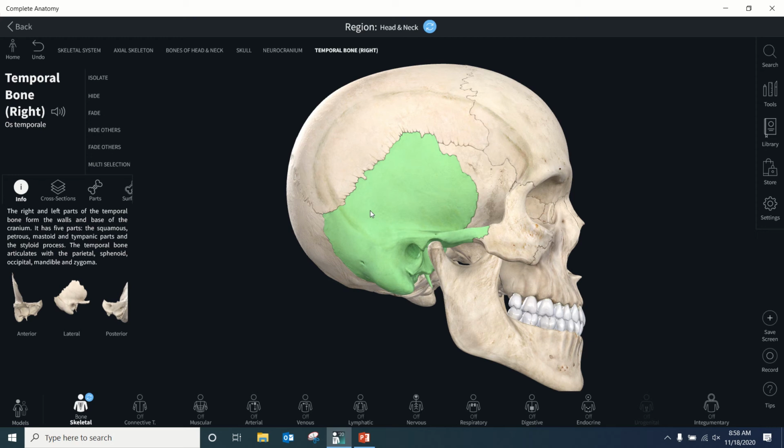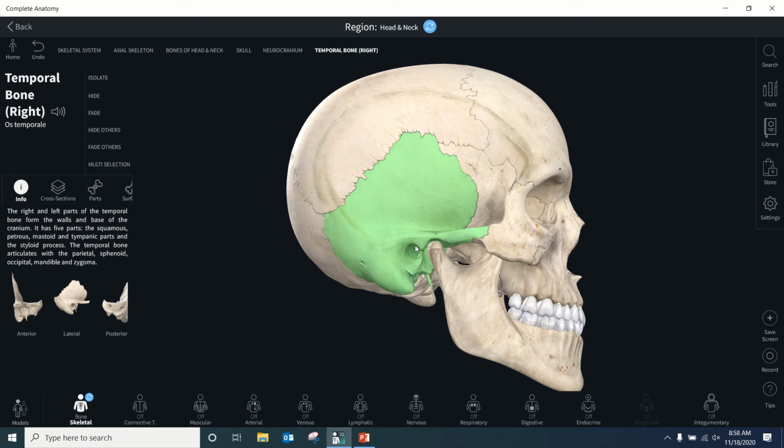temporal bone. In addition to that, it also has a few important holes in it. It has a canal that allows your internal carotid arteries to pass through, which supplies 80% of the cerebral hemispheres with blood. So that's a pretty important little passage there.